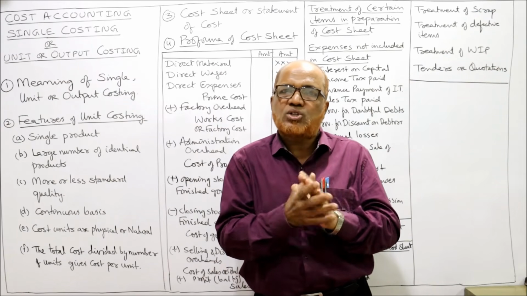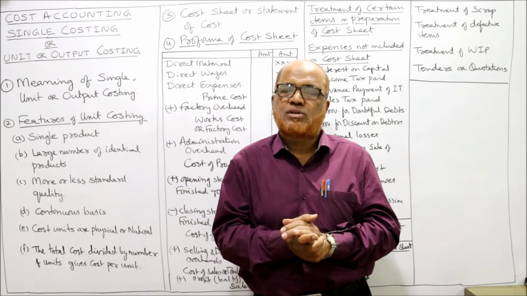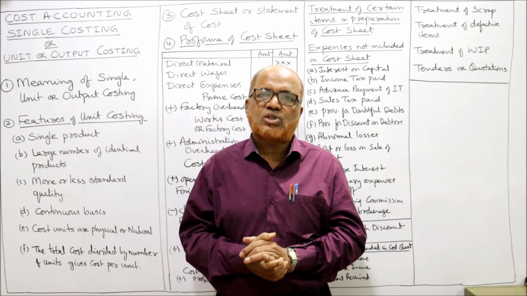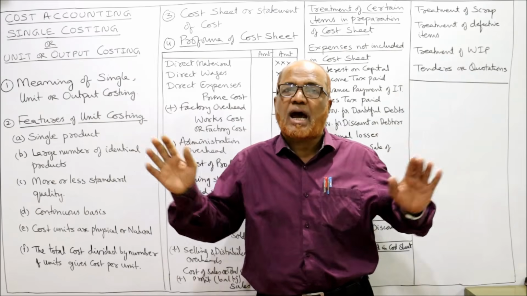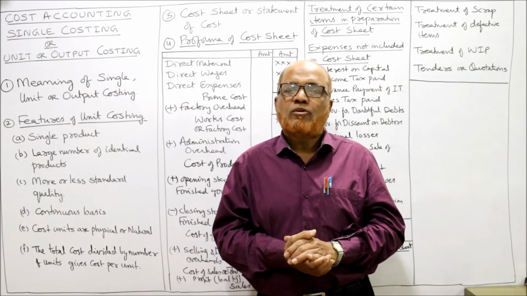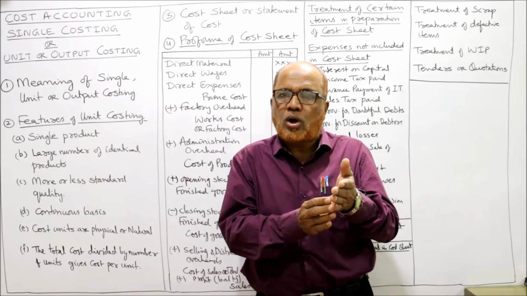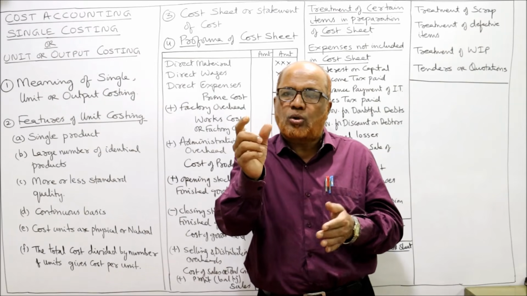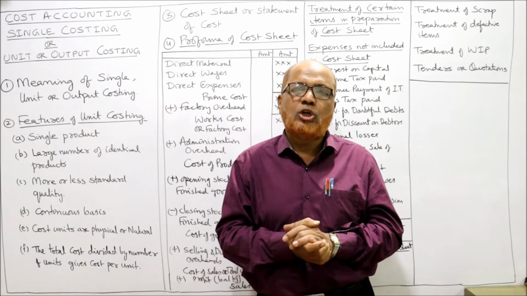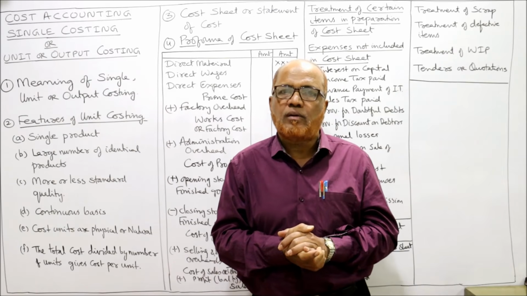There is differentiation in jobs, peculiar jobs. But in single or output costing, all the units produced are identical in nature. So we can easily ascertain the total cost, and after ascertaining the total cost, we divide it by the number of units, and we'll get the cost per unit.